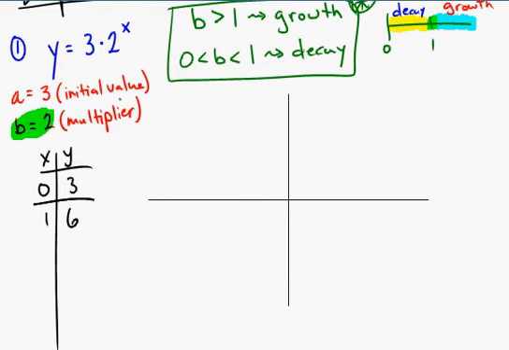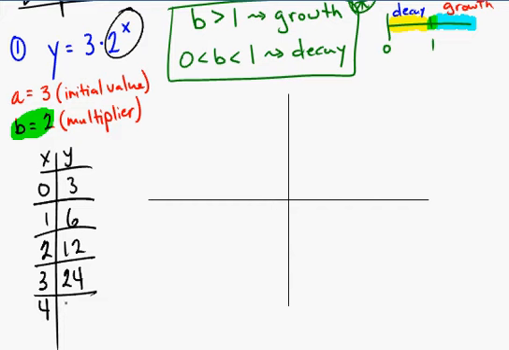Okay, what if you put in a 1? Yeah, good, you get 6. 2 to the first times 3. 2 would be 12. 2 squared is 4, times 3 is 12. 3 would be 24. 2 to the third is 8, and 3 times 8 is 24. 4 would be 3 times 16, which is 48.